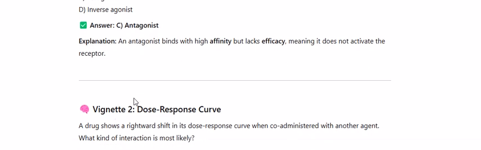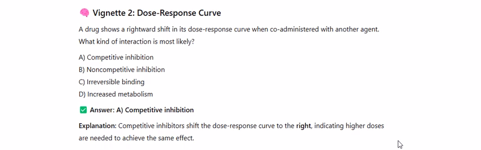Vignette 2. Dose-response curve. A drug shows a rightward shift in its dose-response curve when co-administered with another agent. What kind of interaction is most likely? A. Competitive inhibition. B. Non-competitive inhibition. C. Irreversible binding. D. Increased metabolism. Answer A. Competitive inhibition. Explanation. Competitive inhibitors shift the dose-response curve to the right, indicating higher doses are needed to achieve the same effect.